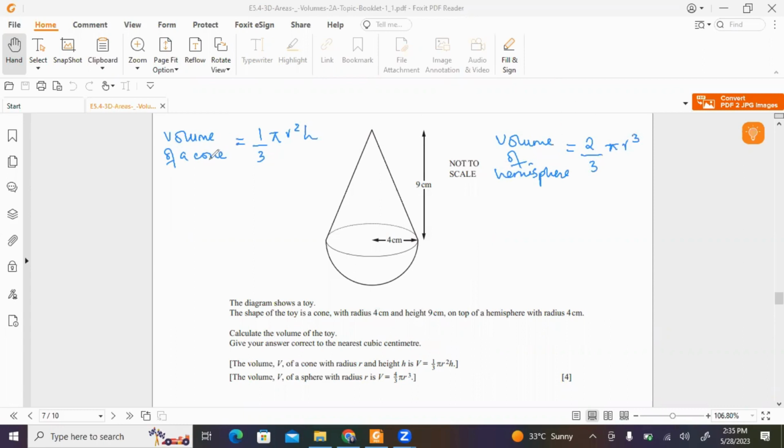So as you can see, they have given us the height, and another very important point, the height always has to be the perpendicular height when we're finding the volume of the cone. It's not the slant height. When I say the slant height, this is your slant height. You'll be using the slant height when you try to find the surface area of the cone, but for the volume, we need the perpendicular height.